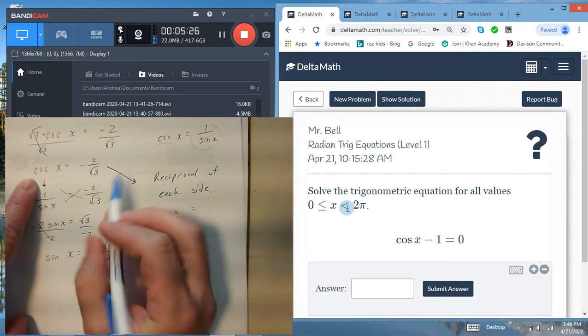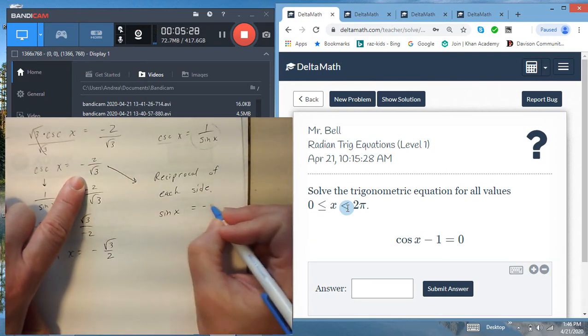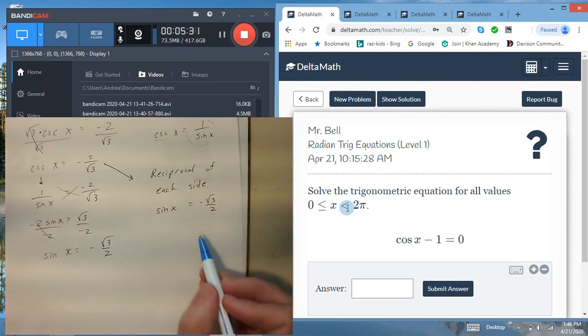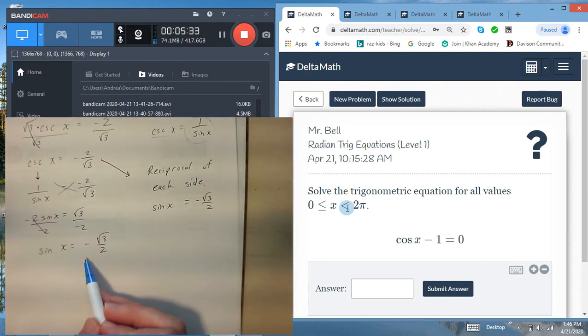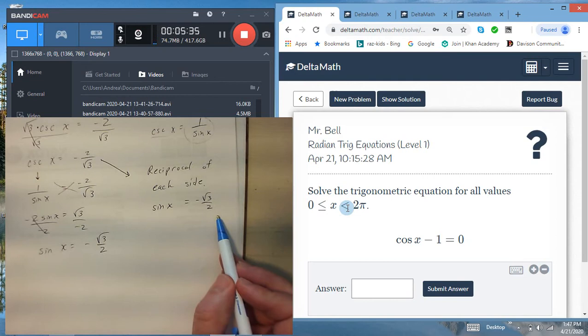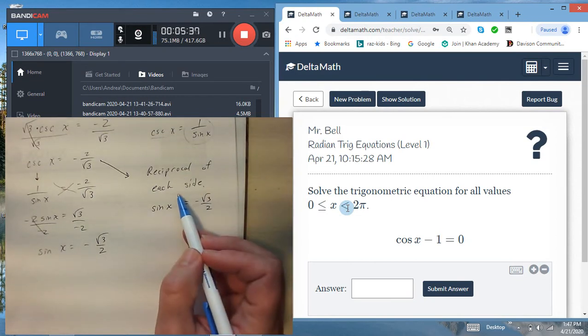Okay, sine x, what's the reciprocal of this? Flip it over. Okay, so then you can skip the cross multiplying and substitution that I did. See, we're at the same spot. All right, so reciprocal of each side is what you could do.